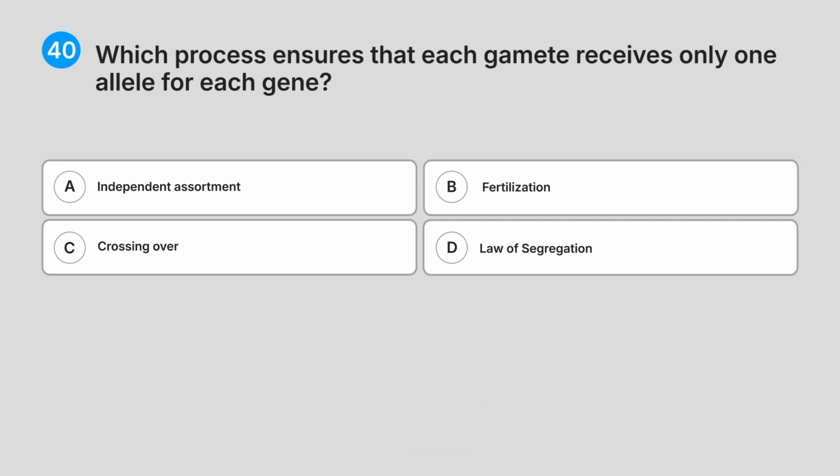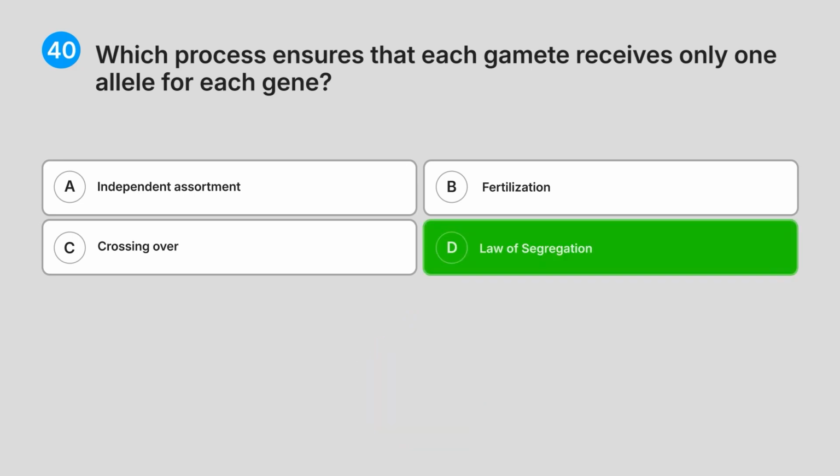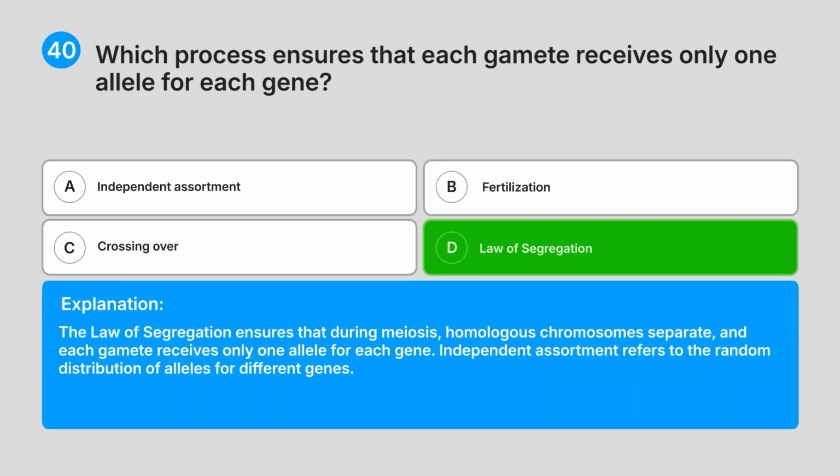Correct answer D. Law of segregation. Explanation: the law of segregation ensures that during meiosis, homologous chromosomes separate, and each gamete receives only one allele for each gene. Independent assortment refers to the random distribution of alleles for different genes.